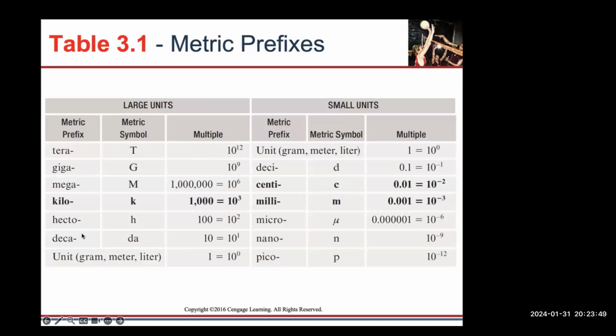Okay, so this here represents our table. This is our base unit. So for mass, we have grams. For distance, we have meters. For volume, we have liters. If we go deca, that's going to be 10 times greater than our gram. If we go hecto, that's going to be 100 times greater than our gram. As I said, kilo, that's going to be 1,000 times greater than the gram, so a kilogram. Mega is 10 to the 6 times greater, or a million times greater. Giga, 10 to the 9th. Tera, that's going to be 10 to the 12th.